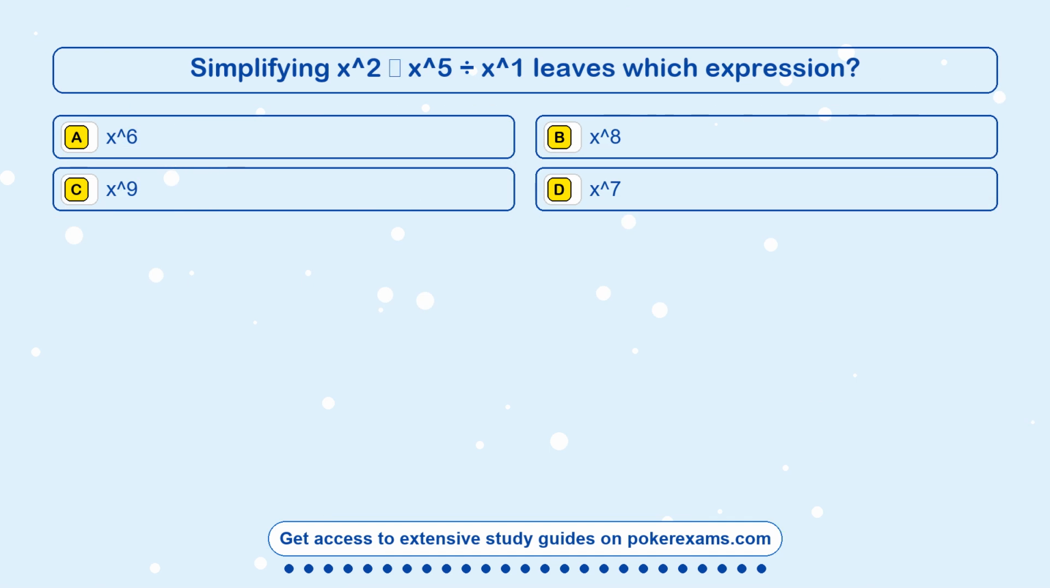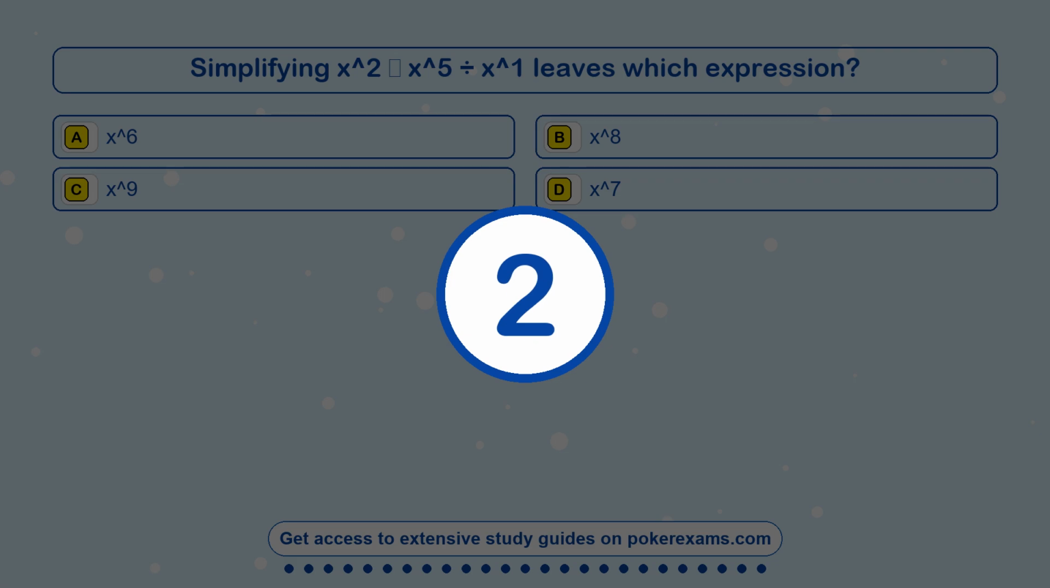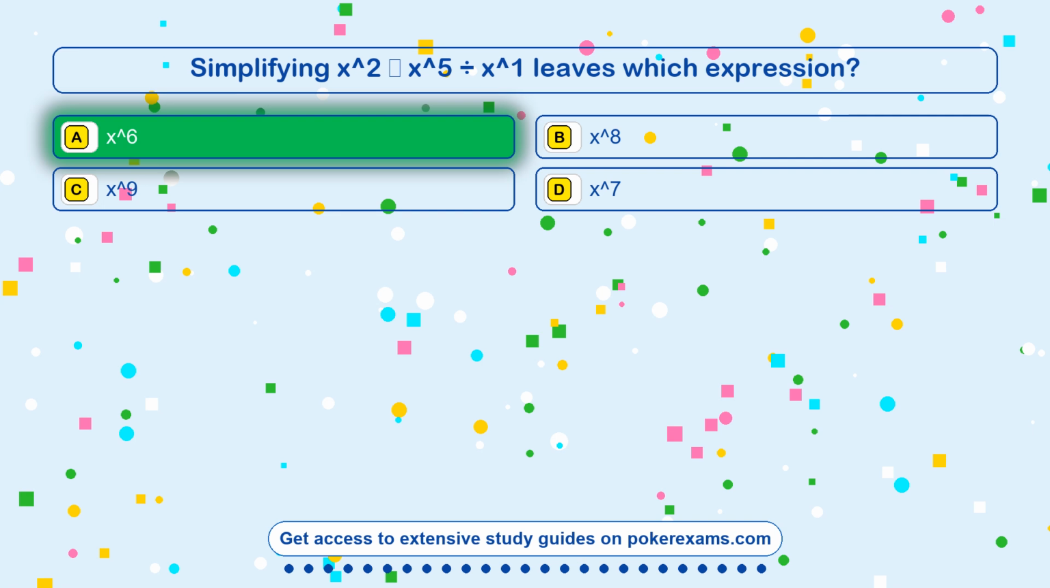Question 6. Simplifying x^2 times x^5 divided by x^1 leaves which expression? Option A x^6. Option B x^8. Option C x^9. Option D x^7. The correct answer is option A, x^6.